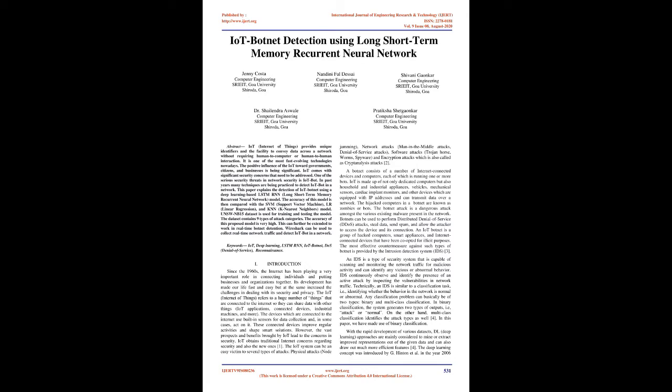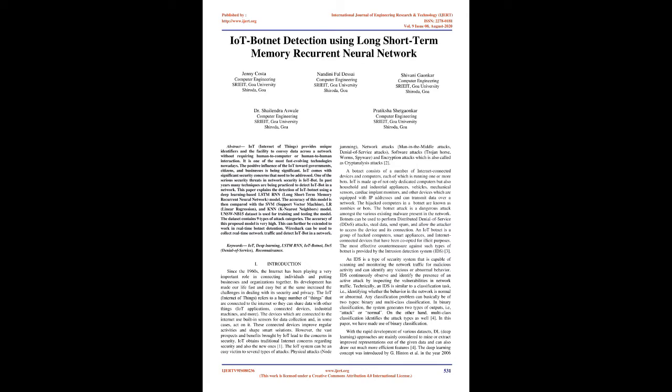This paper explains the detection of IoT-Botnet using a deep learning-based LSTM RNN, long short-term memory recurrent neural network, model. The accuracy of this model is then compared with the SVM, support vector machine, LR, linear regression, and KNN, k-nearest neighbors, models. The UNSW-NB15 dataset is used for training and testing the model.